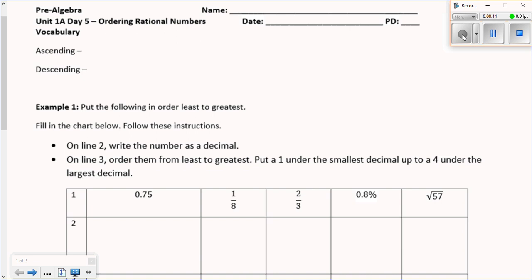There's two vocab words that you really need to know, and they are ascending and descending. Ascending means that it's going to be in order from least to greatest. So when you have to order some numbers, they're either going to ask you to put it in least to greatest, meaning smallest first and biggest last, and going up from there, or greatest to least and going down.